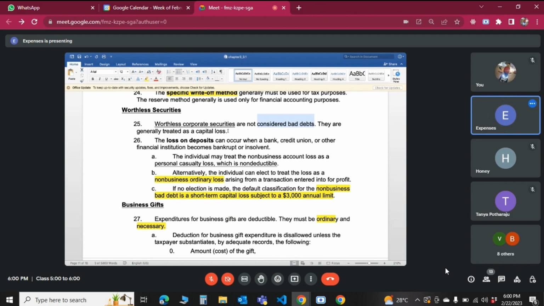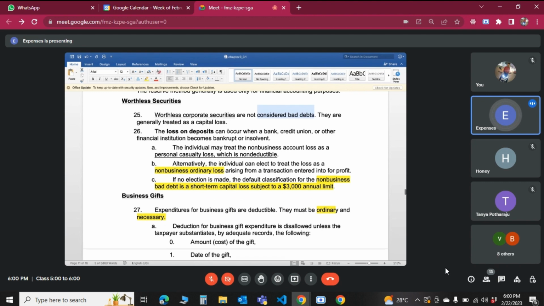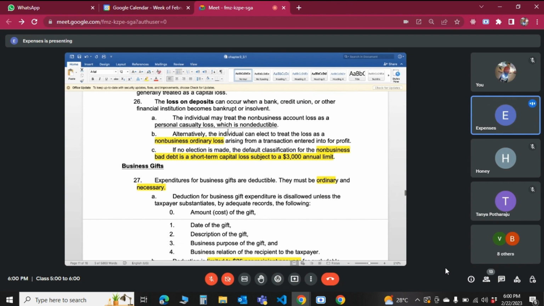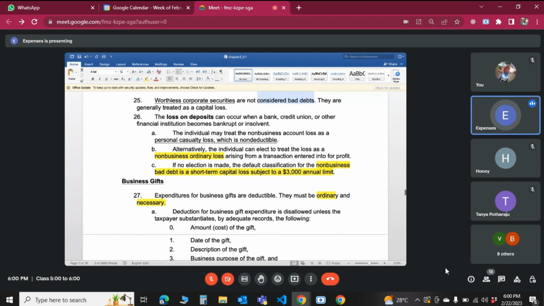So these are going to be capital losses, because any investment is made with the intention of getting some return back. It's not a business that we are into, it's more of an investment. So you take that as a capital loss or capital gain. There could also be a loss on deposits, when a bank files for bankruptcy or the institution becomes insolvent and cannot pay off.